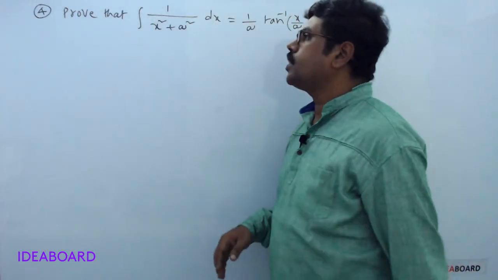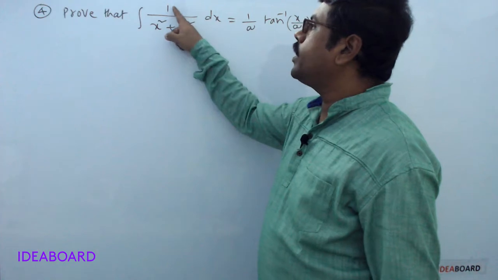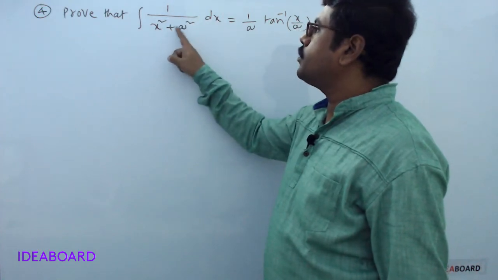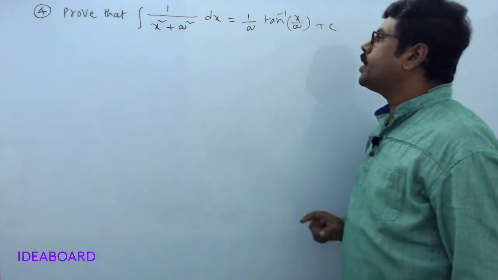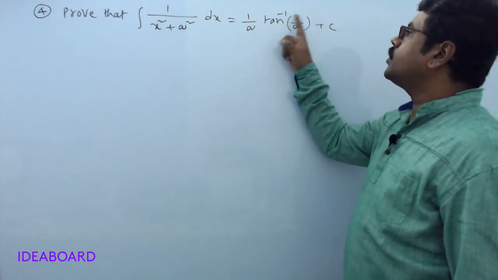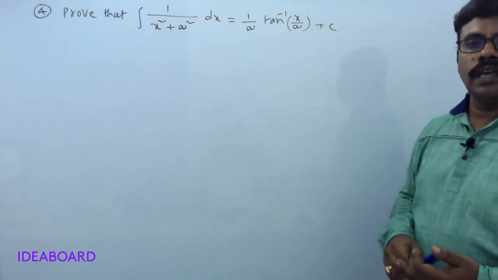Now come to the next formula. Prove that integral 1 divided by x square plus a square dx equal to 1 divided by a into tan inverse of x divided by a plus some constant c.